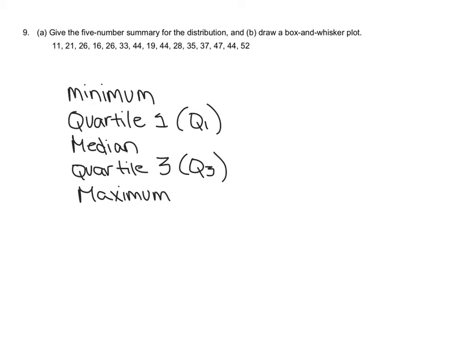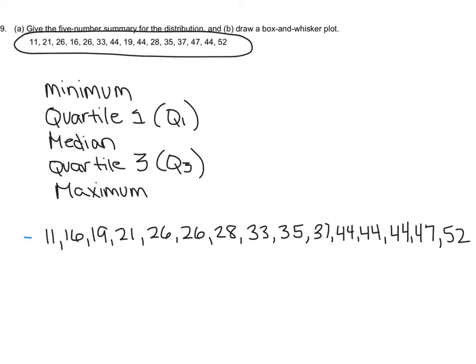These values are the minimum, quartile 1, which is Q sub 1, the median, quartile 3, which is Q sub 3, and the maximum. In order to find these values, my first step is to list all of the values in the distribution from smallest to largest. Here I've listed all of the values in the distribution from smallest to largest.